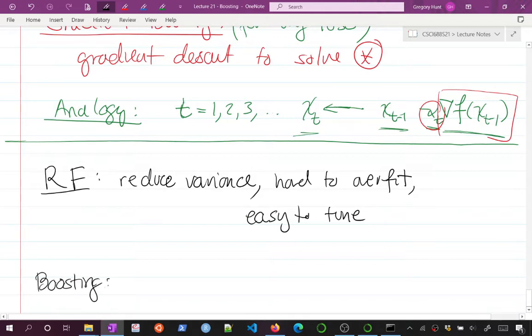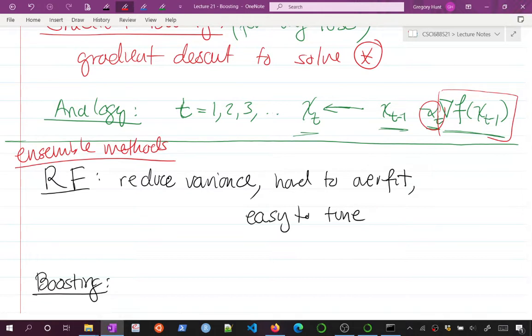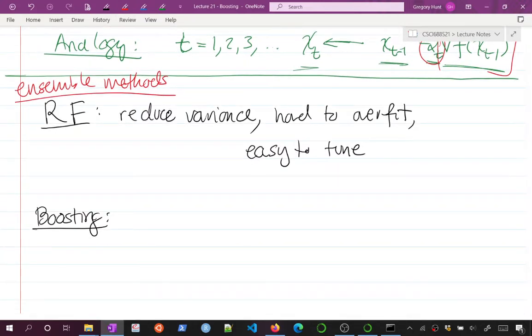Boosting, and the generalization gradient boosting, are both what we might call ensemble methods. And they work by bringing together many different classifiers or regression methods by averaging or voting. So random forests do that by finding a bunch of independent things, and averaging them together reduces the variance. They're hard to overfit, but they're easy to tune. Boosting, they're not going to be independent of each other. We're not going to get that much reduction in variance. It's going to work by reducing the bias.